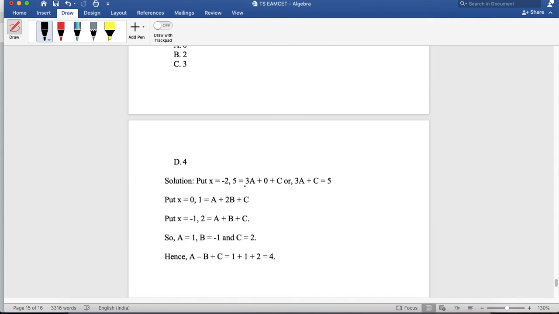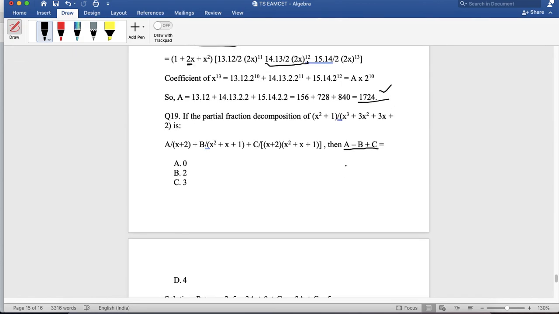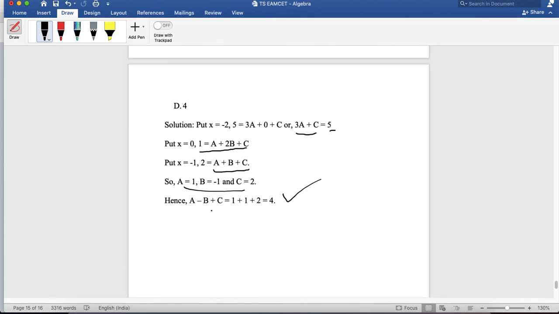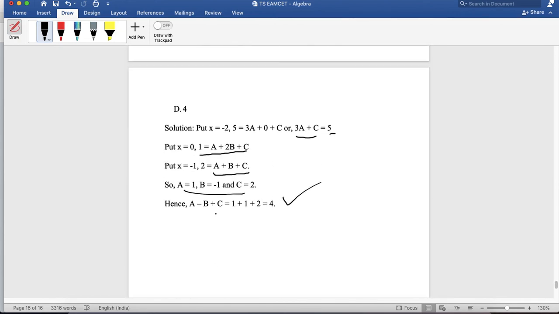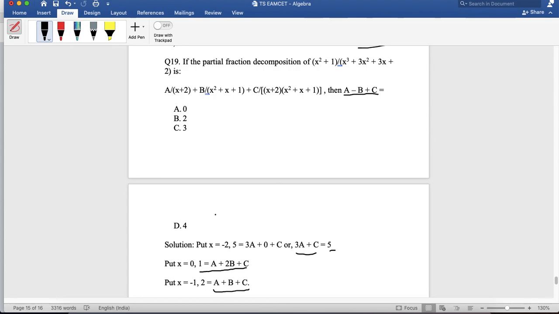I have done all of this, so I am left with the equations 3a plus c is 5, and a plus 2b plus c is 1, and for minus 1 I will get a plus b plus c is 2. Solve them. It's a straightforward problem, no time needs to be wasted. It's a 30-second problem. So we are done with algebra. It's 19 out of 80 questions, and very simple and straightforward problems are asked. If you revise well, you will score well in this exam.